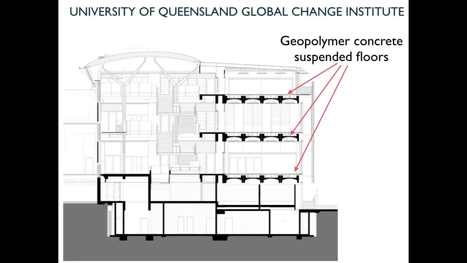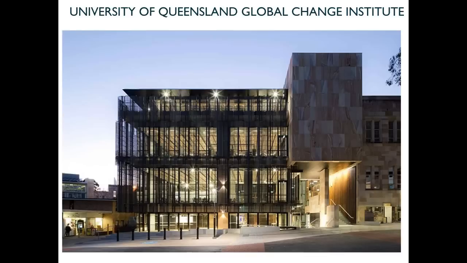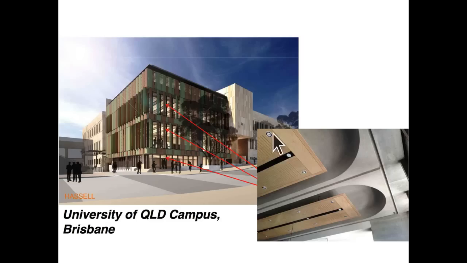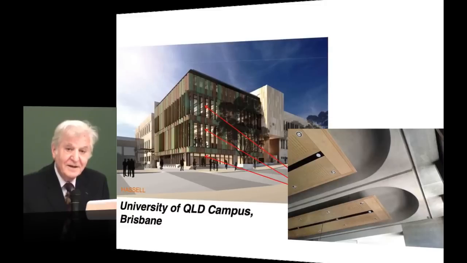What we have here are the three floors made of precast geopolymer concrete. You have the floors, one, two, and three. And inside, on the ceilings of the floors, they have their cooling pipes. So it is Brisbane, it is hot there, humid and hot, and their major concern is the cooling and not the heating.